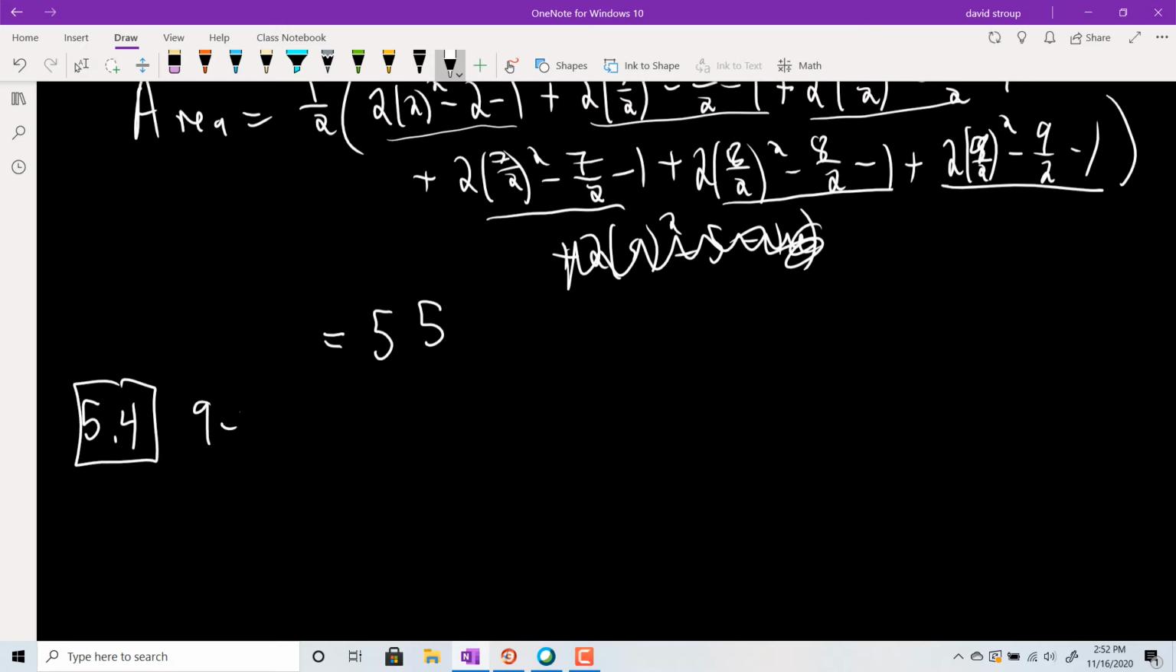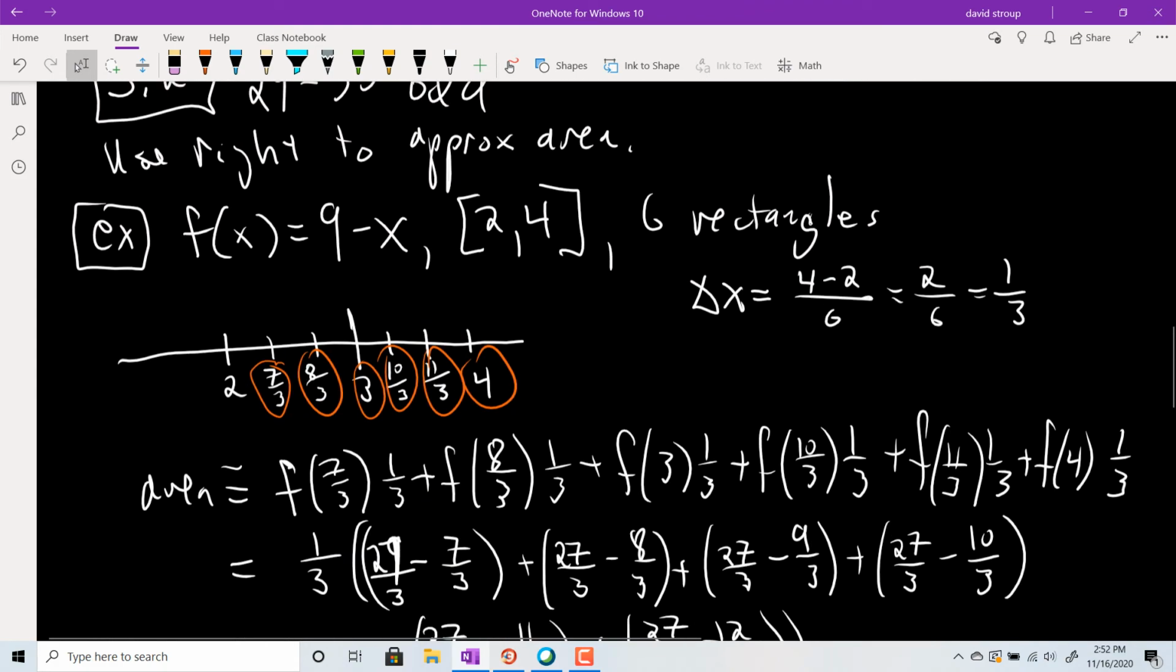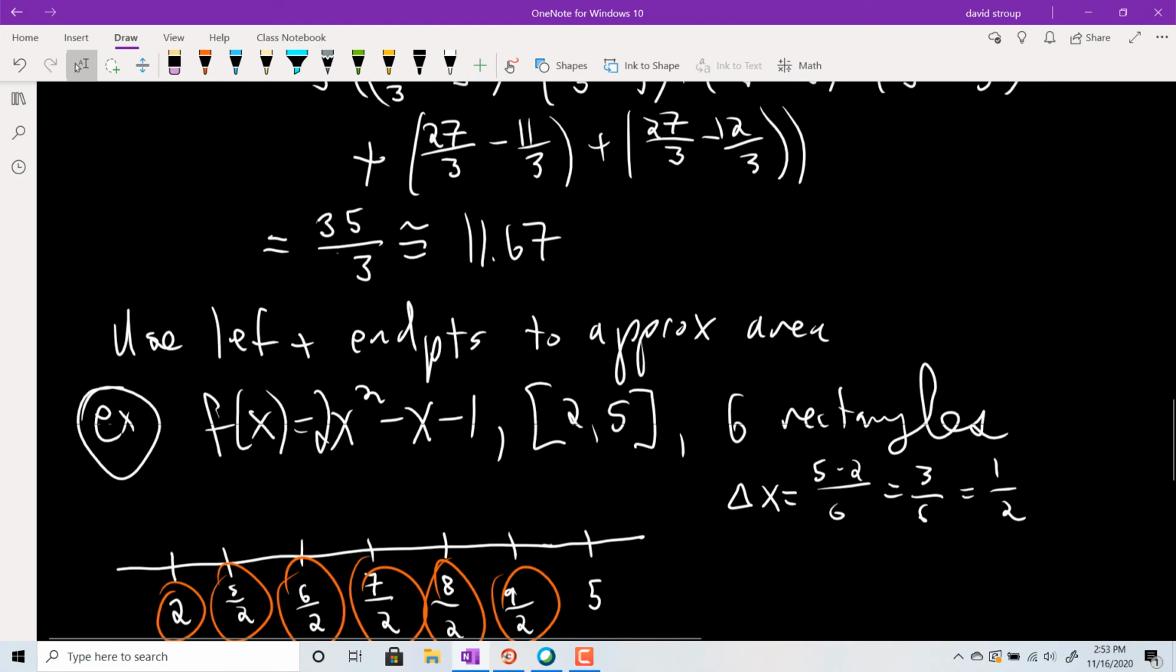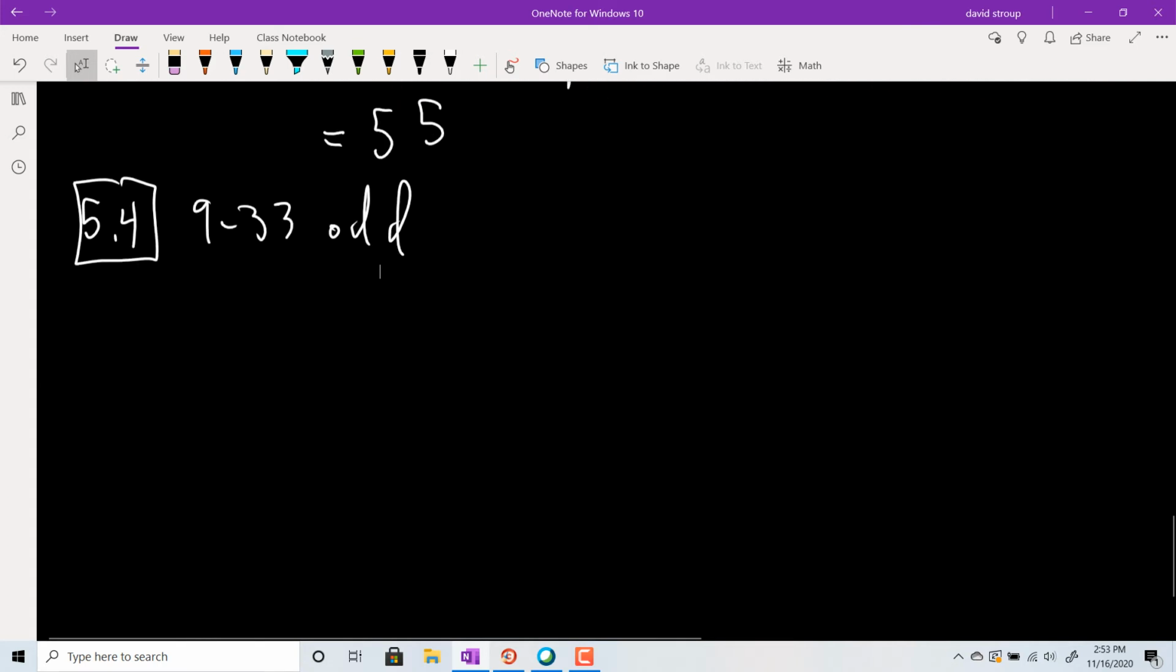5.4, we have problems like 9 to 33 odd. So mainly the bulk of test 4 is integrals. Okay, there's these two parts where we maybe have to do some approximations connecting the antiderivative to area, but then we're just going to jump right back into more integration. Okay, so let's take a look.